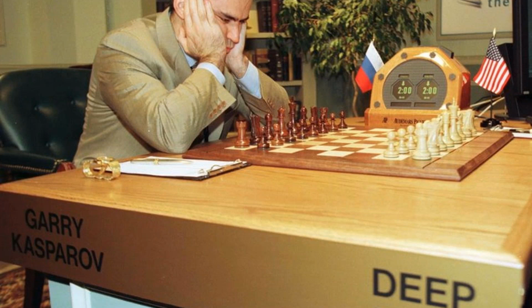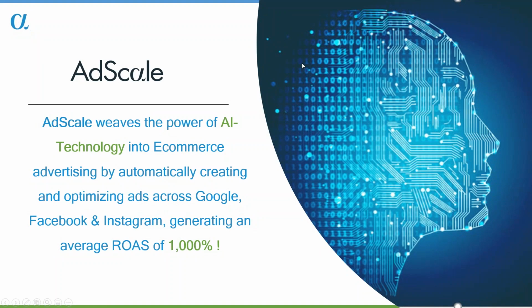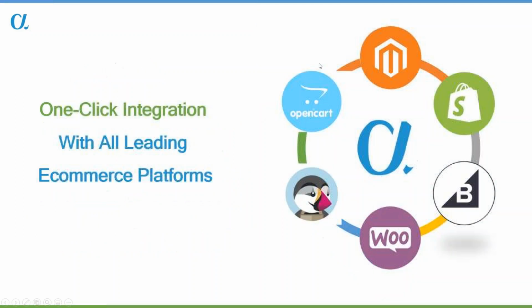And what we do in AtScale, we help you to get better performance in your advertising across Google, Facebook, and Instagram with AI. We have an AI technology that creates campaigns automatically across Google, Facebook, and Instagram. In 2 minutes, I'm going to show you how easy it is. And it automatically optimizes the campaigns, generating an average return on advertising spend of 1,000%. This is true. So let me show you how we do that.